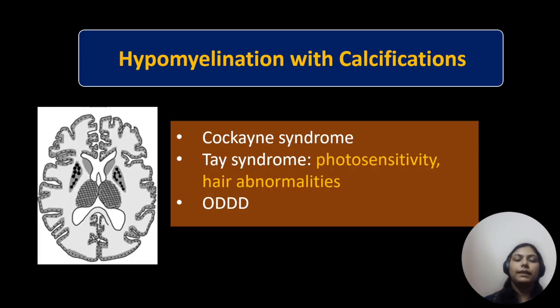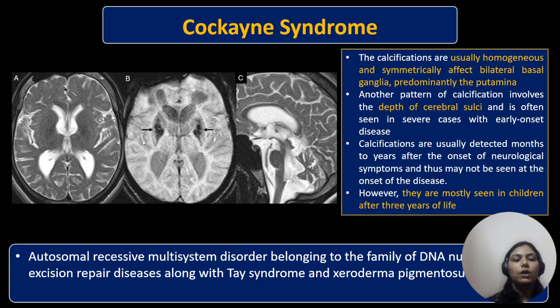Hypomyelination can be present with calcifications, as can be seen with Cockayne syndrome and Tay syndrome. In Tay syndrome, there is characteristic photosensitivity and hair abnormalities, and oculodentodigital dysplasia can show ocular, dental, and digital anomalies. Cockayne syndrome is an autosomal recessive multisystem disorder which is characterized by a DNA nucleotide excision repair defect. On MR, it shows diffuse hypomyelination with cerebral and cerebellar atrophy as well as corpus callosal atrophy.